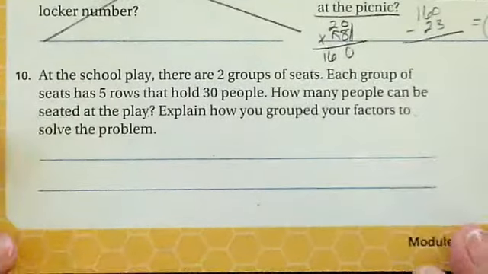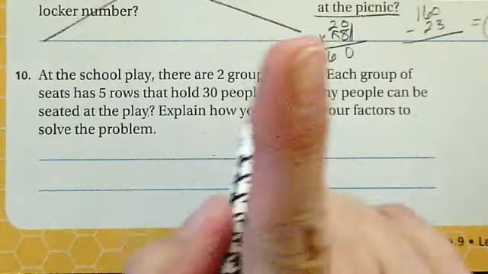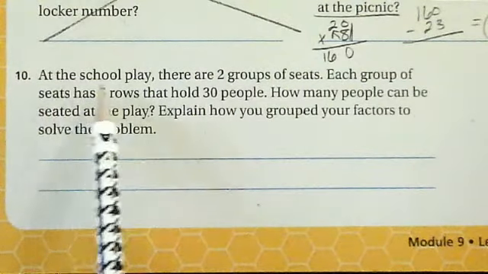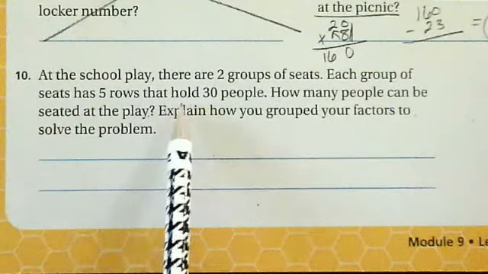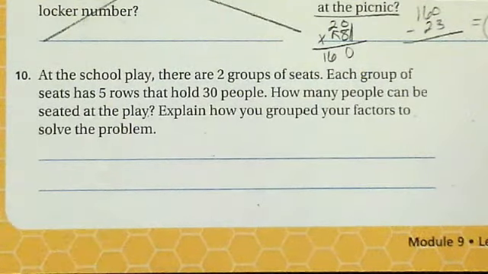Number 10. Okay, number 10 is asking 2 different things of you. First is to solve the problem, then to give an explanation. Just like we explain things in our race strategy for reading, you can explain them the same way here. You can use your sentence starters of, for example, or this shows, or I know, however you set it up. Okay, so let's read this. It says, at the school play, there are 2 groups of seats. Each group of seats has 5 rows that hold 30 people. How many people can be seated at the play?